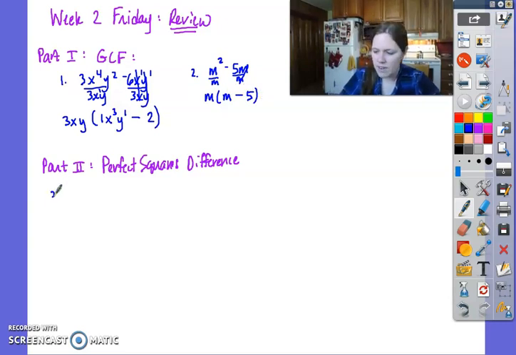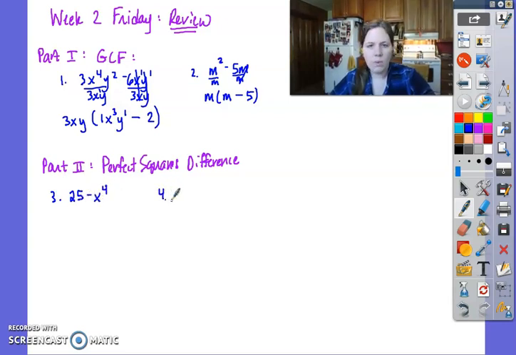Perfect squares, everyone's favorite once you get comfortable with it. Hopefully that's you. Remember, with perfect squares, we're square rooting. Perfect squares are those numbers that are square rootable, for lack of a better term. So, 2 terms, a difference, which means subtraction, and square rootable. What's the square root of 25? What's the square root of x to the 4th? Remember, we take half of that exponent. And what signs go in the middle so that when I multiply them, I get a negative?